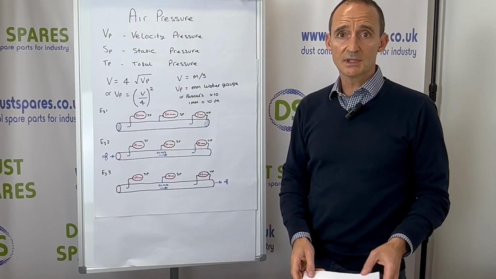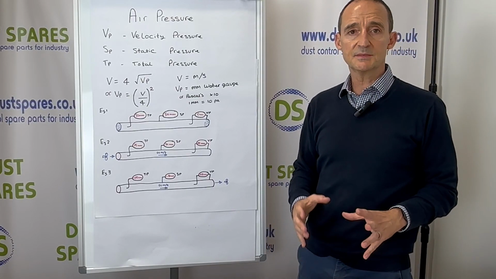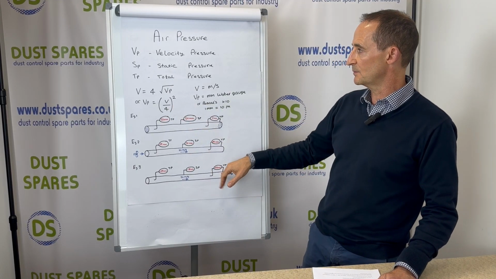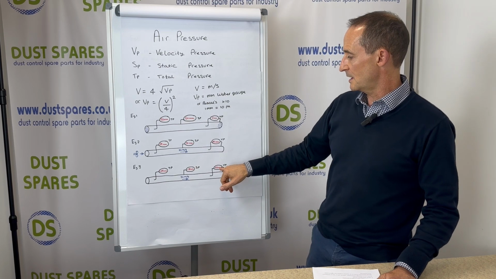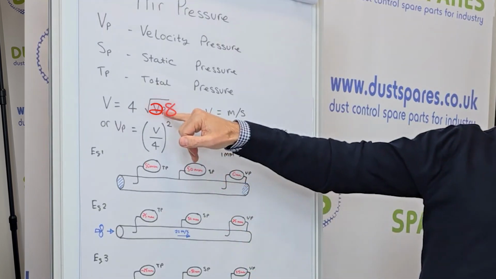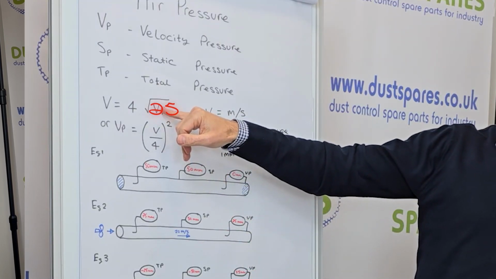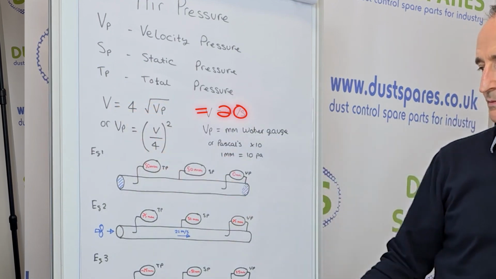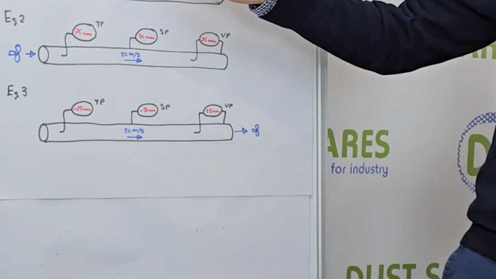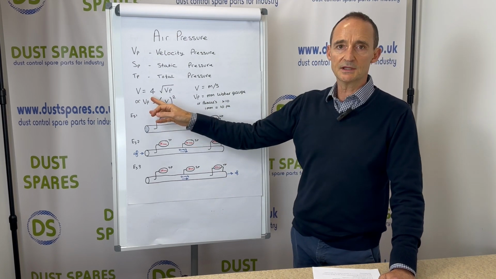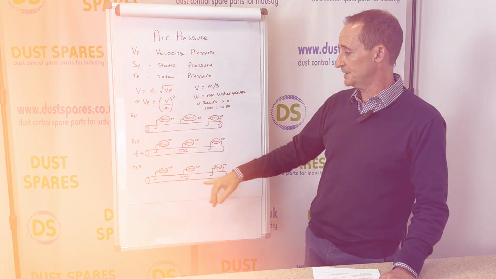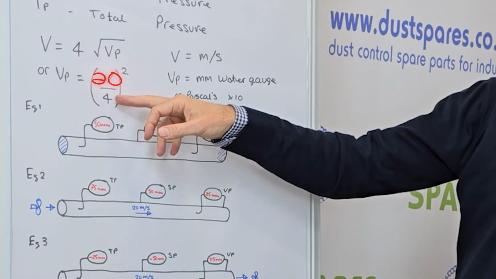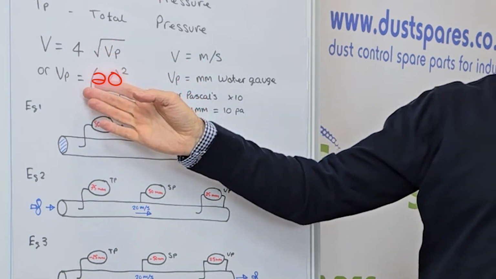And in the next section, we can look at how we can apply some of this in the real world. Formulas up here. If we take this one for example, if you want to work out the velocity, and you've got the velocity pressure, which is 25, the square root of that is 5, times by 4 gives you a velocity of 20, which is what we've got here, and vice versa. If you want to work out the velocity pressure, and you know the velocity, it's the velocity divided by 4, squared, equals the velocity pressure.